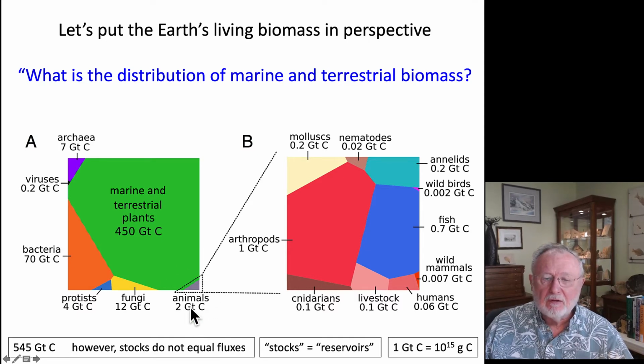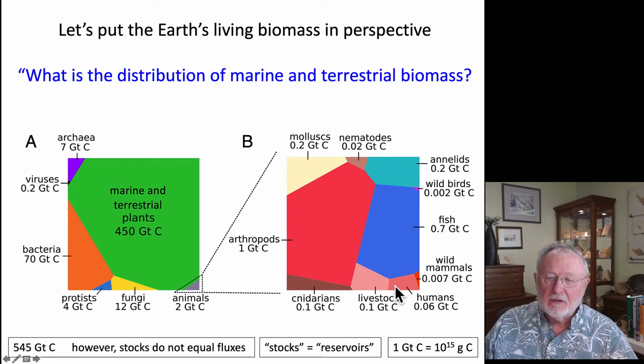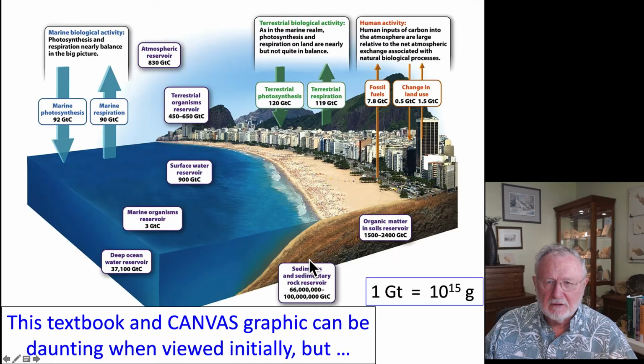And if we take those 2 gigatons associated with animals, it turns out that half of it is associated with arthropods. Humans are about 0.06. Annelids, fish, and mollusks, livestock, and cnidarians are actually more abundant in mass than are humans or wild mammals. Those are stocks. But when we talk about the carbon cycle, we're typically talking about fluxes.